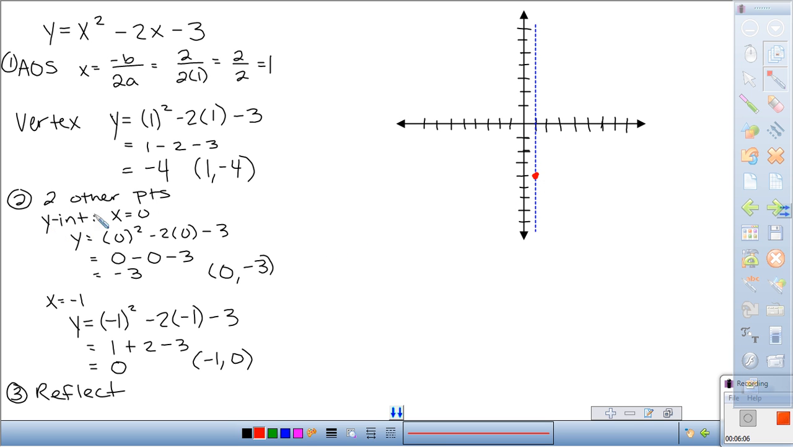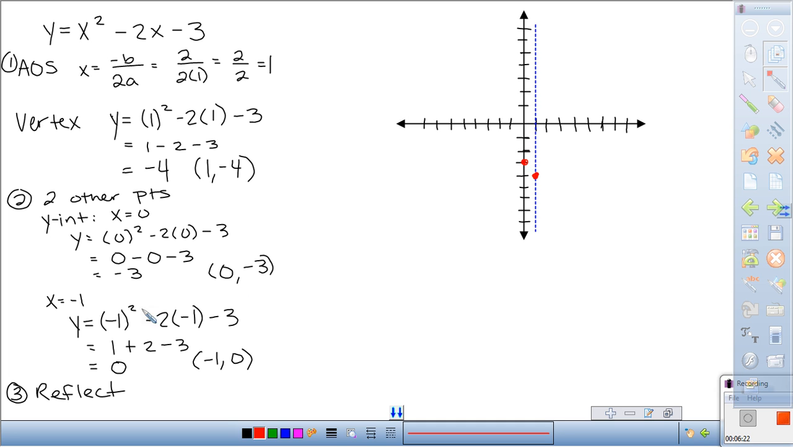One of our points is always the y-intercept. So just plug in 0 for x. 0 squared minus 2 times 0 minus 3. 0 minus 0 minus 3 is negative 3. So your y-intercept is (0, negative 3). Over 0, down 1, 2, 3.